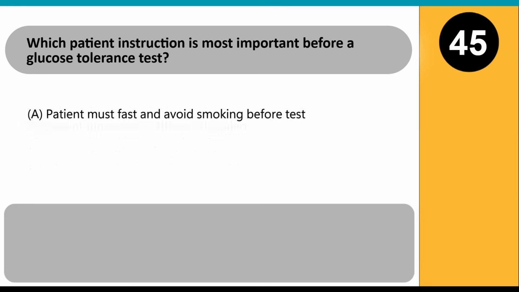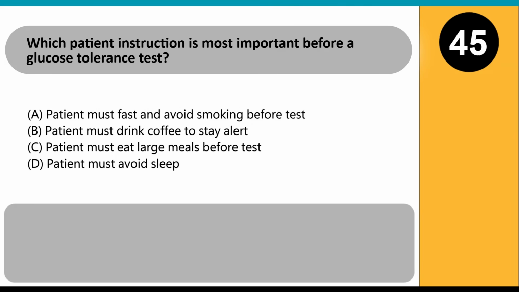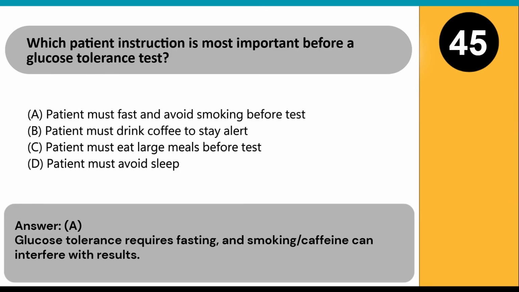Which patient instruction is most important before a glucose tolerance test? A. Patient must fast and avoid smoking before test. B. Patient must drink coffee to stay alert. C. Patient must eat large meals before test. D. Patient must avoid sleep. Answer A. Glucose tolerance requires fasting, and smoking/caffeine can interfere with results.